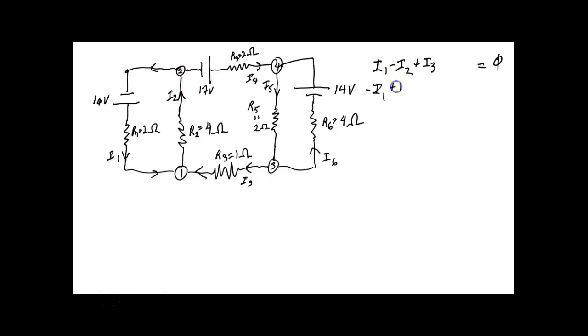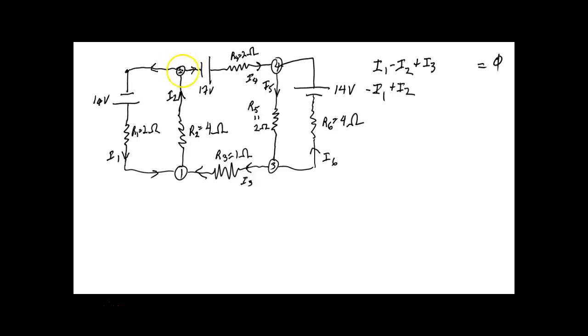Plus I2. And then we've got I3, which doesn't do anything to junction 2. Here's I4. That's I4, all along that line. It's leaving it, right?